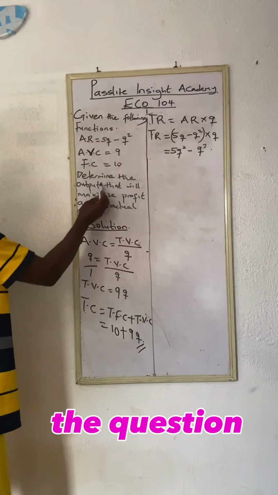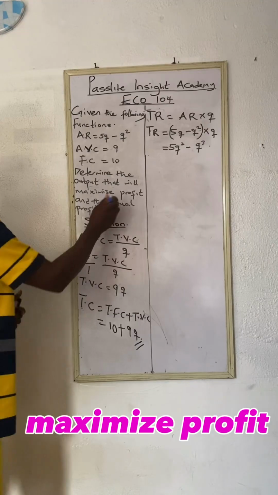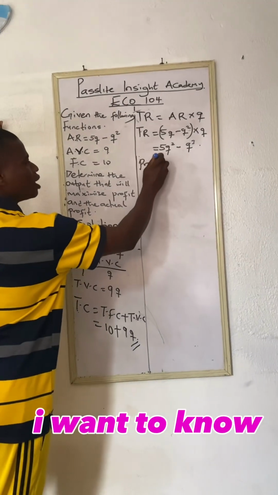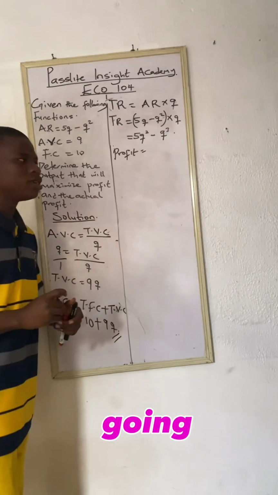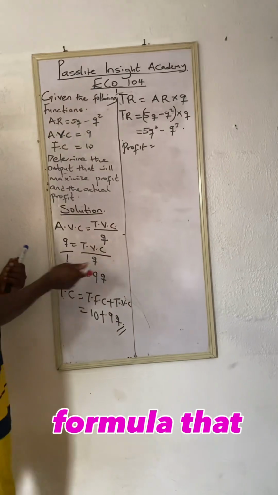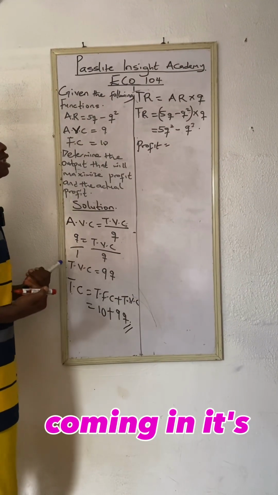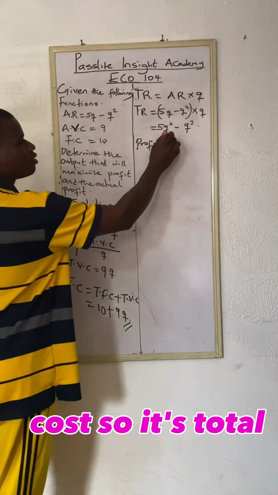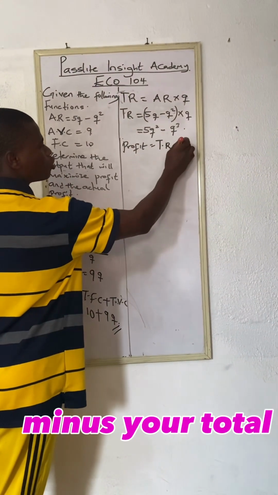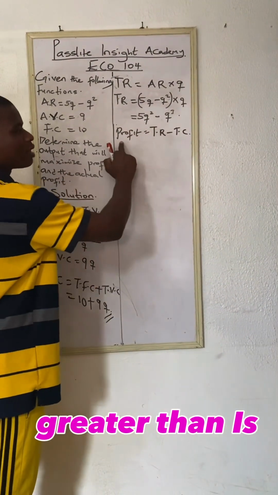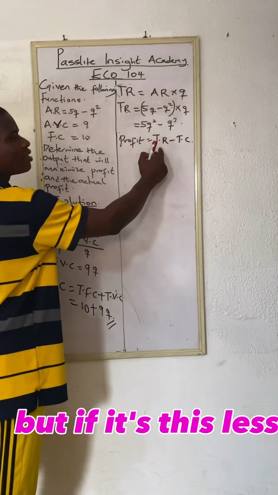Go back to the question. Determine the output that will maximize profit. What is the formula for profit? If I want to know whether any organization is making profit, what is the formula? That means my revenue will be greater than the cost. Revenue is the money that is coming in. It's going to be greater than the cost. So it's total revenue minus your total cost. If this is greater than that, it means I'm at profit. But if this is less than that, it means it's a loss.